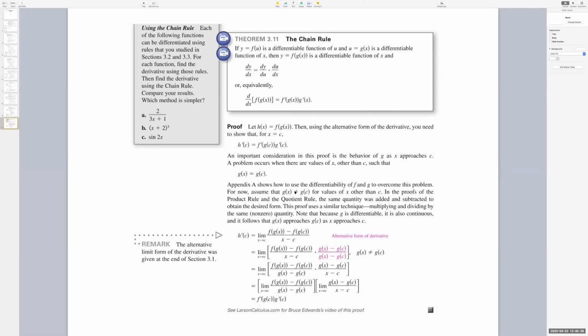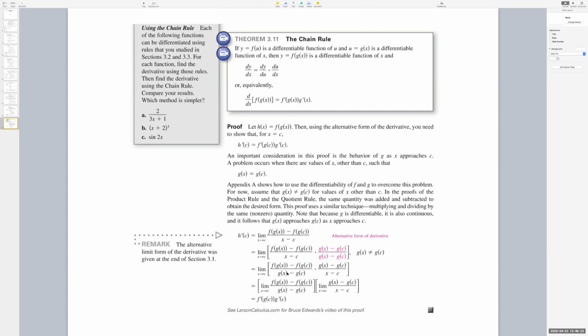However, in this book, appendix A shows the differentiability of f of g to overcome this problem. In this proof, you will assume that g of x is not the same as g of c for values of x other than c. With that assumption, you can use the alternative form of the derivative here, and you multiply. The trick is you multiply by a non-zero form, g of x minus g of c divided by g of x minus g of c. And then you can just rearrange the order of these two. So you move the g of x minus g of c to the first term, and you move the x minus c to the second term.